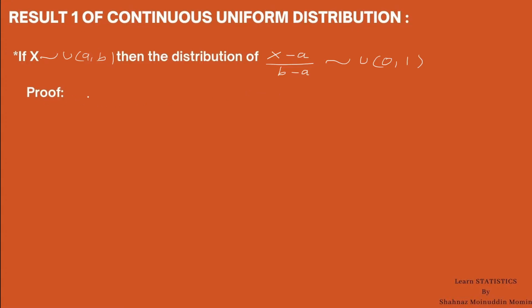So the proof is: since x is uniform over a to b, the PDF of x is f(x) equal to 1 upon (b minus a) for a less than or equal to x less than or equal to b, and 0 otherwise. This we have seen in the first lecture of continuous uniform distribution, as we have taken earlier.